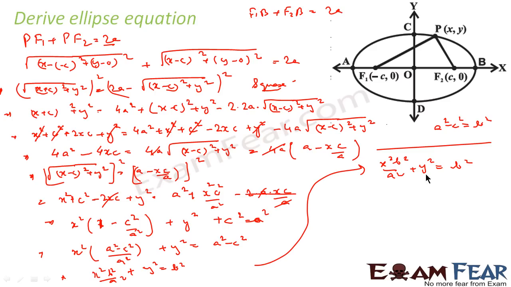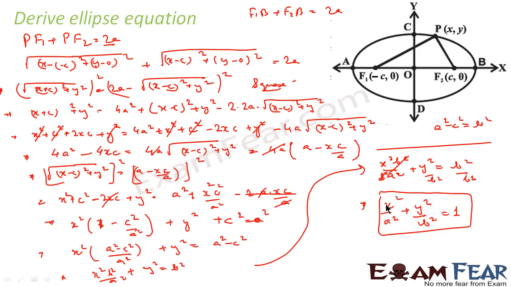So I'll divide the whole equation by b square. So what I get is this by b square, this by b square, and this by b square. This is cancelled. So what I get is x square by a square plus y square by b square is equal to 1. And this is the equation of ellipse.